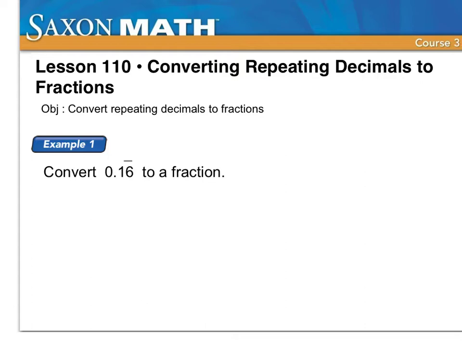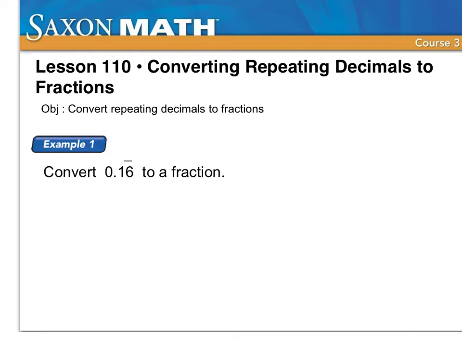Okay, and the reason that we would want to do that is because we talked about this. Repeating decimals are hard to work with. They give us approximate answers. Okay, they give us answers that we have to round if we want to multiply or divide, or anything like that. So, the only way that we can get exact answers is to convert them to fractions first. Okay, so we have to have a method to do that.